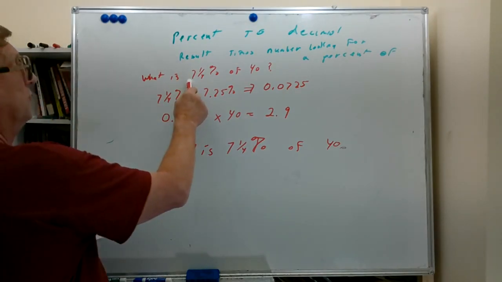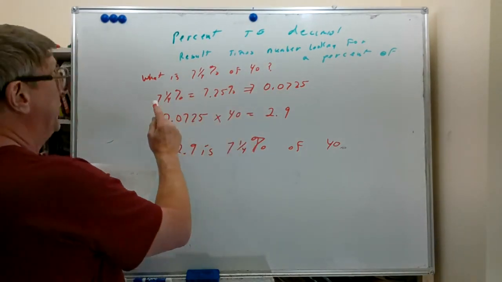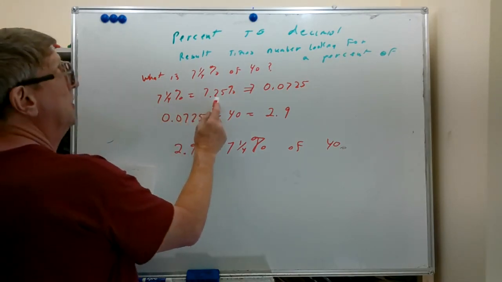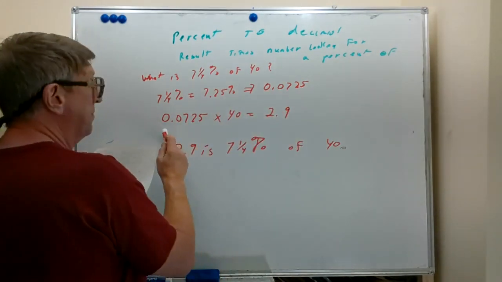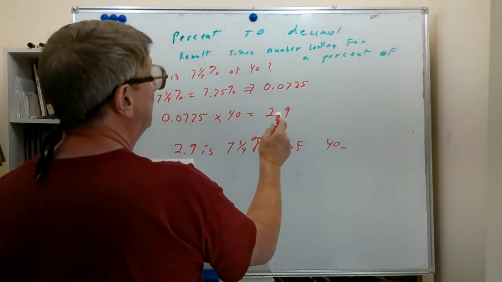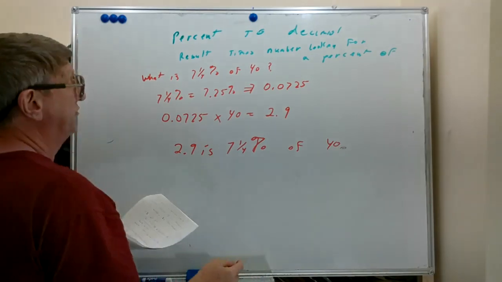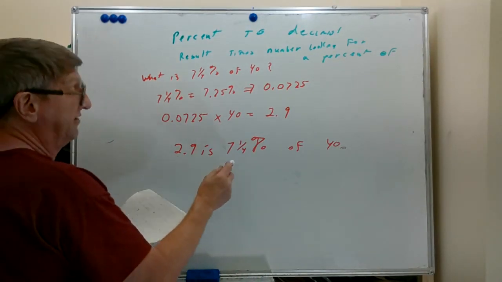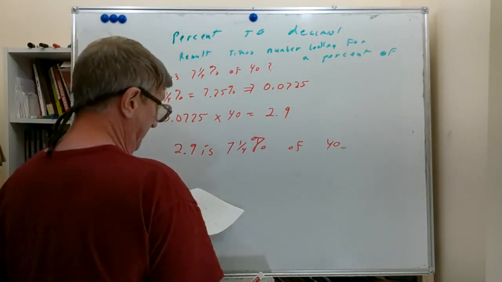We had a question. We need to find a certain percentage of 40. We converted the percentage to a decimal. We multiplied the decimal times the 40 that we were wanting to find a portion of. We found the answer to be 2.9. So we know that 2.9 is 7.25% of 40.